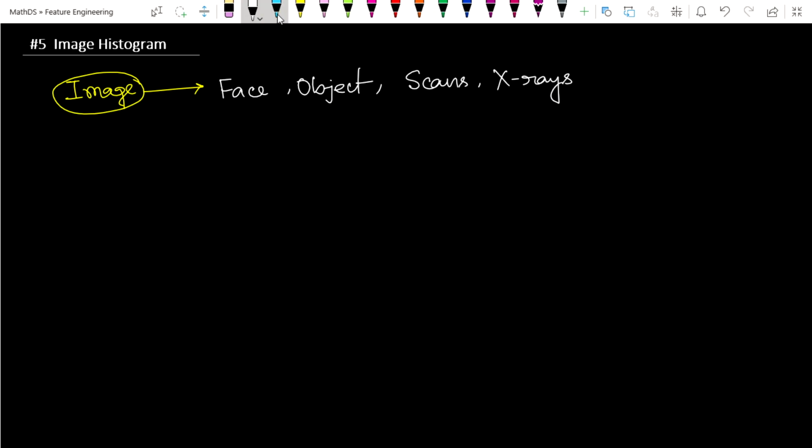There are two types of histogram technique in image data. One is the color histogram and another one is the edge histogram.